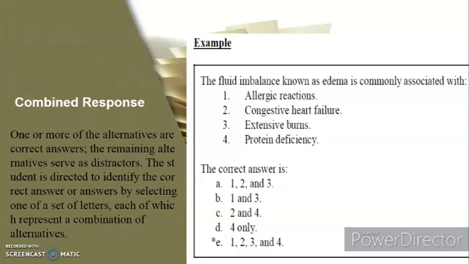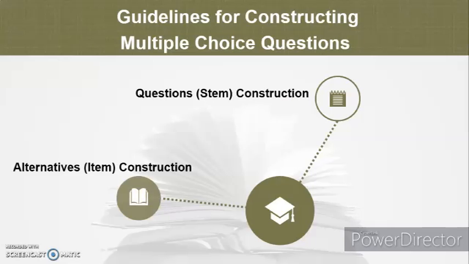Here is the example. The fluid imbalance known as edema is commonly associated with: 1. Allergic reaction. 2. Congestive heart failure. And the third, extensive burns. And last is protein deficiency. The correct answer is, the best answer here is E, because we can combine all of the points, from 1 until 4, as the correct answer.